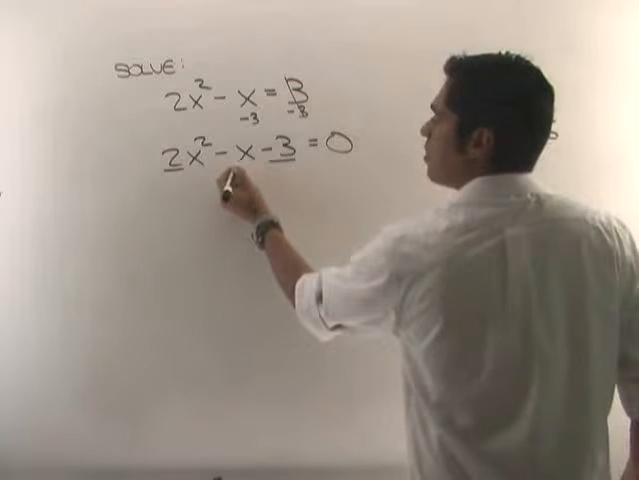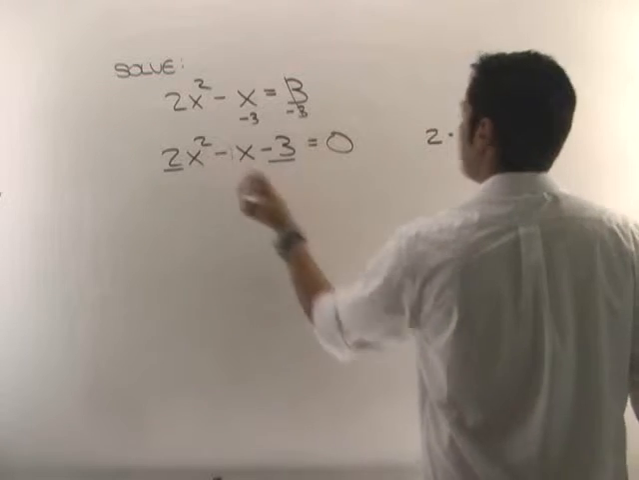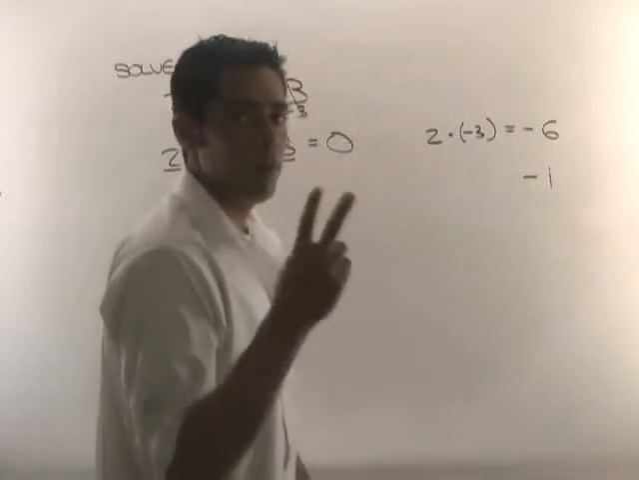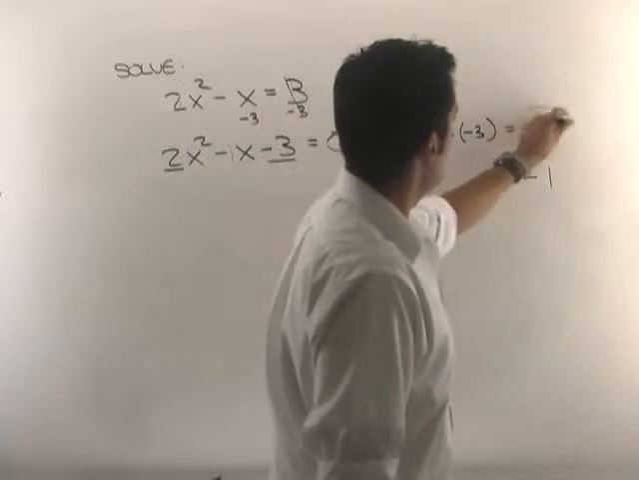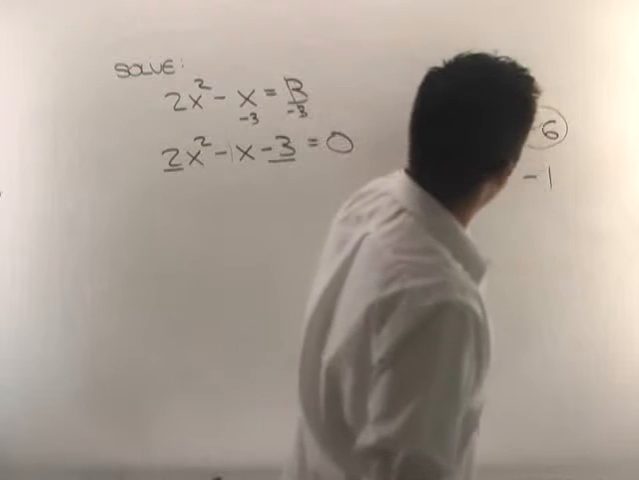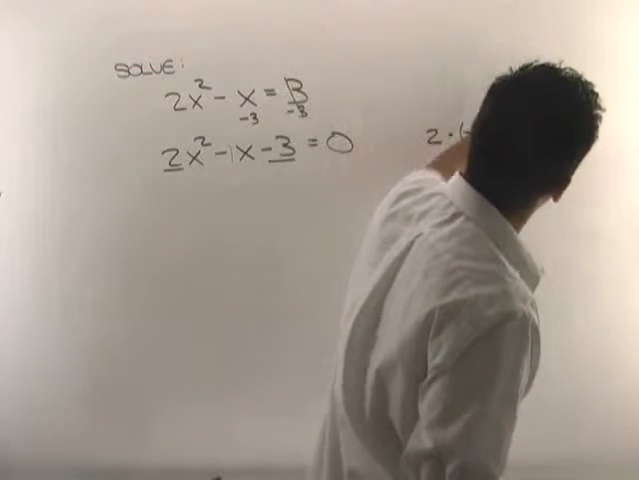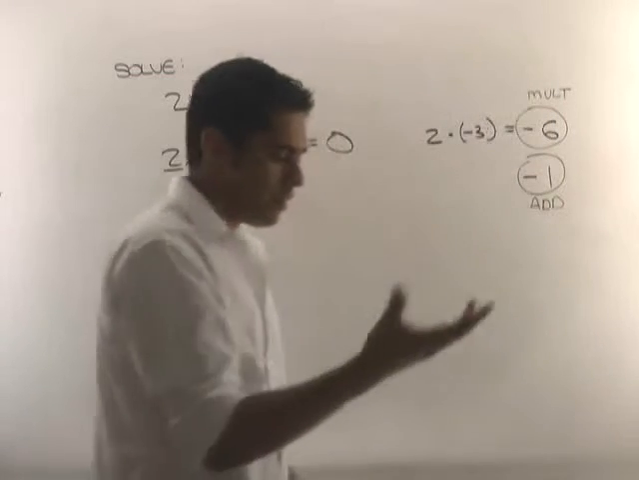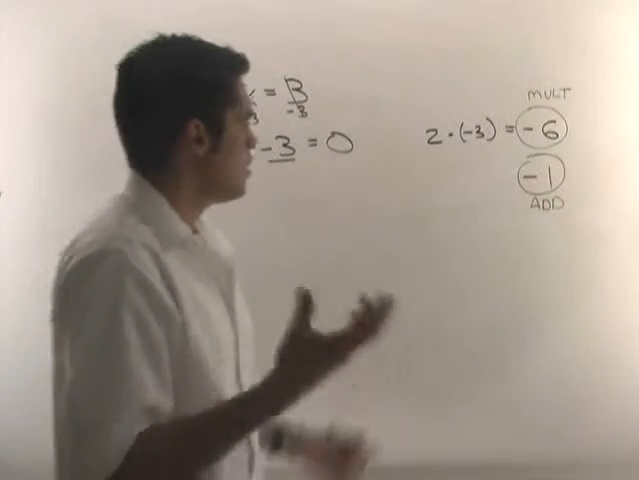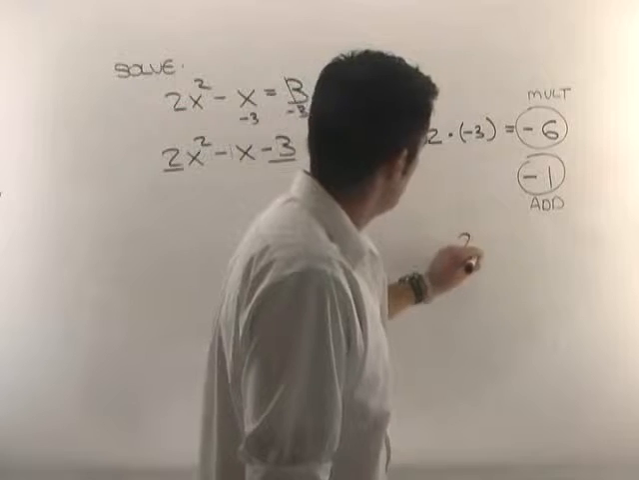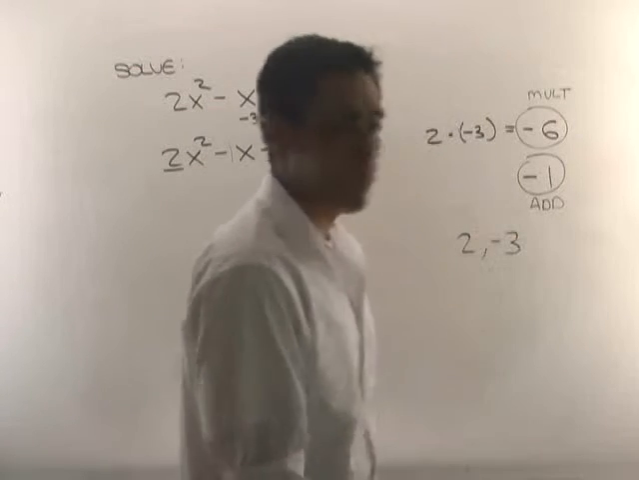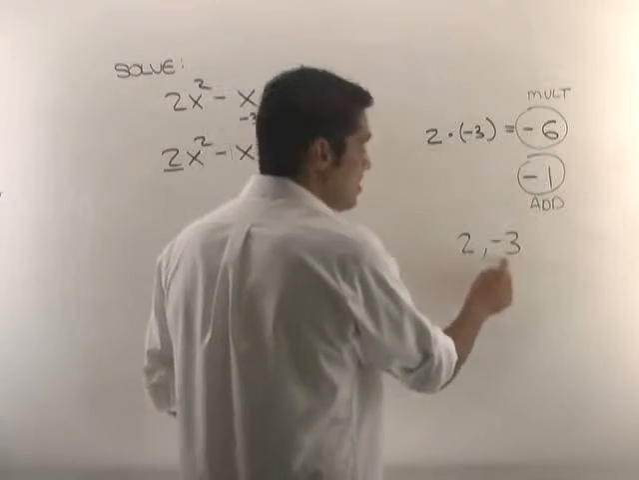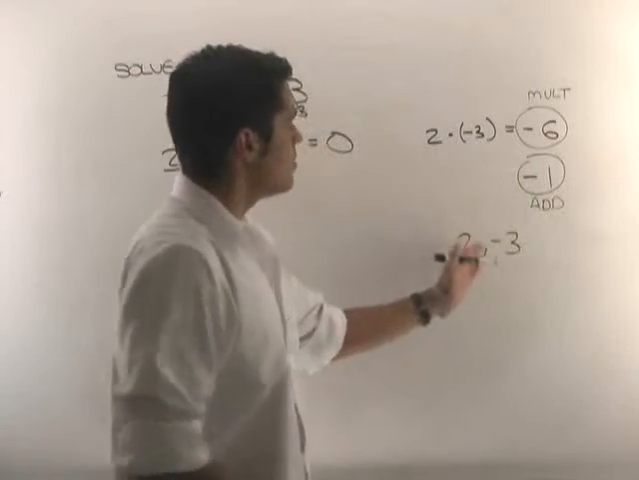Then I take the number that's in front of x. Here, the number in front of x is negative 1. And what we need to do is come up with two numbers that multiply to be this, but add up to be this. So now you have to sit there and think, what two numbers will do that? Well, it turns out that 2 and negative 3 are the numbers. 2 times negative 3 is negative 6, and 2 plus negative 3 is negative 1. So these are our numbers.